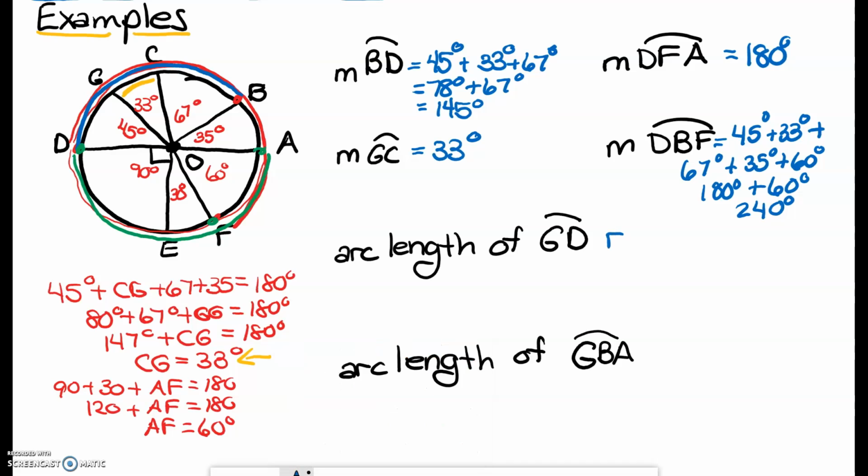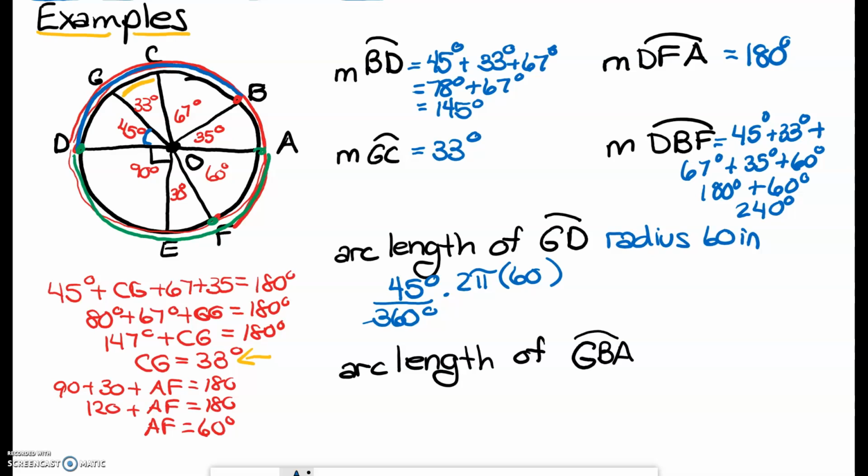Okay, so let's say the radius of the circle is 60 inches. GD has an arc measure of 45 degrees. So in our formula, we take the central angle of GD, 45 degrees, put it over 360 degrees, and then multiply that by 2 pi times the radius, which is 60.